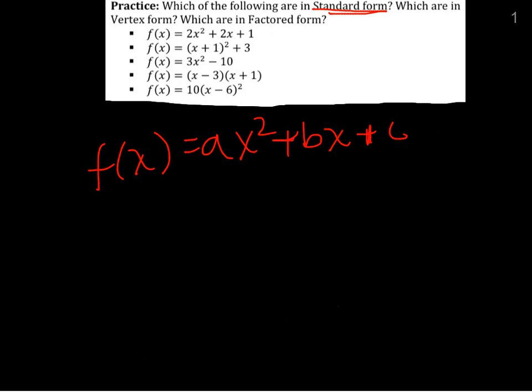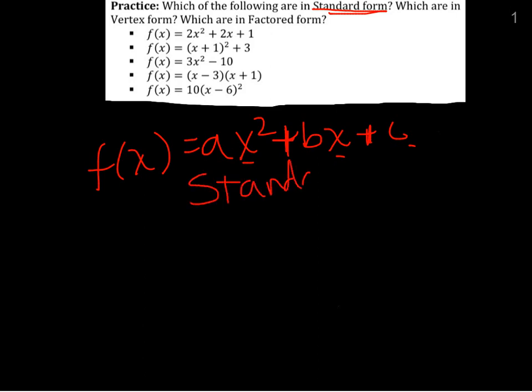Standard form? Well, standard form is just the way that you usually see them. So that's going to be f of x equals something x squared plus something x plus something. That's usually how you'll see them. And you can kind of remember because it's ABC, that's pretty standard. And then we've got the x squared, the x, and then nothing. That just seems kind of normal and standard. So that's our standard form.